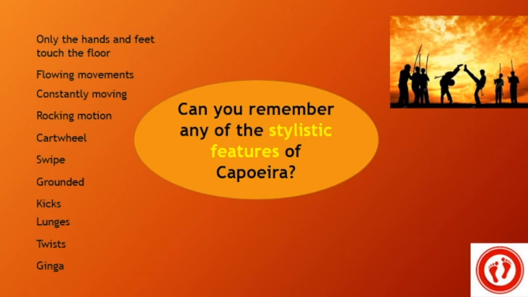The cartwheel, there is also a swipe of the leg, so lots of swipes, lots of kicks. It's very grounded, so quite low to the ground. There are lots of deep lunges, twists in the upper body, okay, and also, as I previously mentioned, that key action, the ginga.